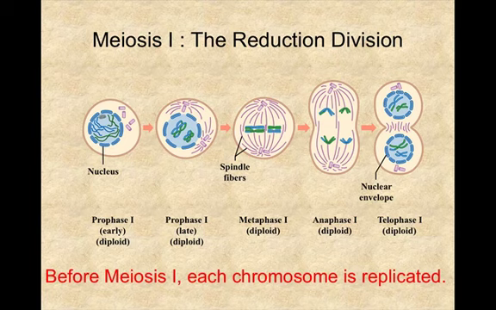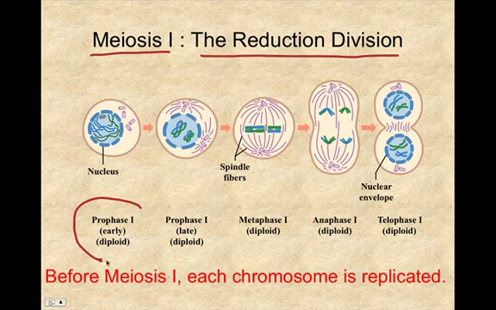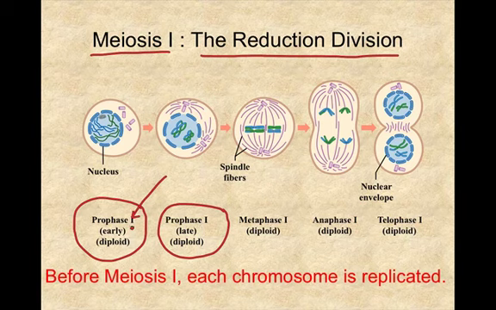There are 2 stages to meiosis. There is meiosis 1, which is called the reduction division. And you'll notice all of these little phases down here are similar to what you learned in mitosis, but this has a Roman numeral 1 after it. All of these have Roman numeral 1s. And you'll also notice that they all say diploid.